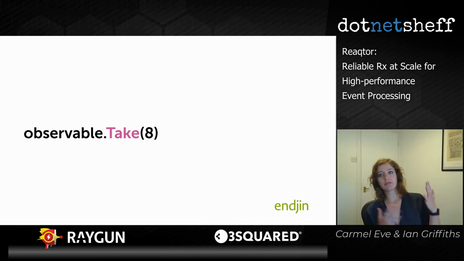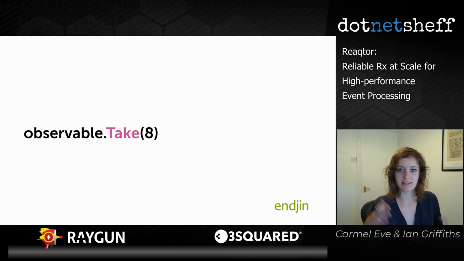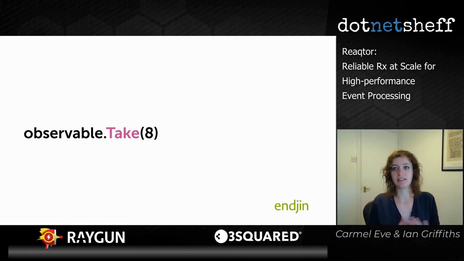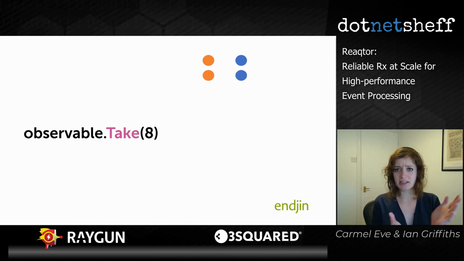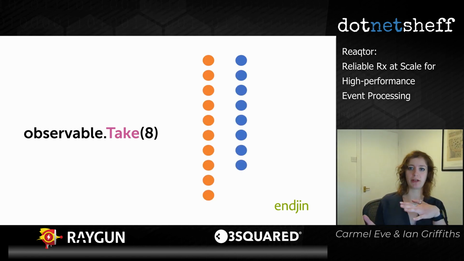So yeah, as Ian was saying, one of the big things that distinguishes Reactor from classic Rx is this ability to run long-running and stateful queries. But what does this actually look like in practice, and what does it mean to store the state of a query? Let's use the take operator as an example. Say in classic Rx, we use this operator to take the first 8 items in an observable stream.